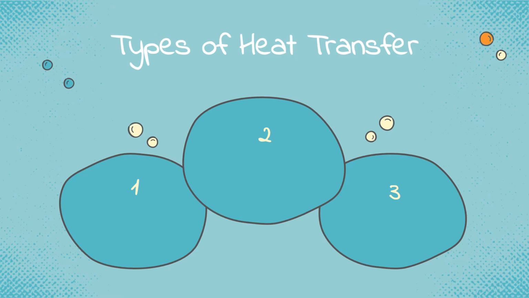There are three types of heat transfer. So I'm going to go right ahead and give you the three types of heat transfer. The first one being conduction, the second one being convection, and the third one being radiation. We're going to learn more about these three in the slides to come.